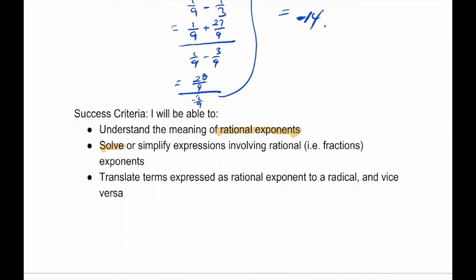We're able to solve or simplify expressions involving rational exponents. So I gave a hint here. Rational is really a fancy word to say things are a fraction. So in this case, when we talk about rational exponents, that means exponents are fractions. And what exactly does that mean?